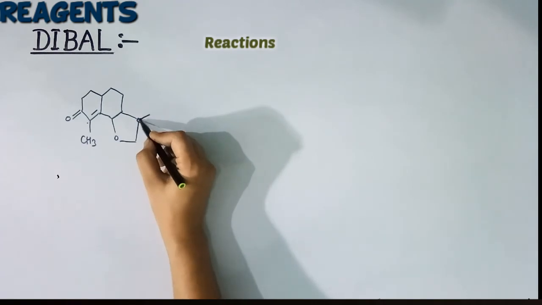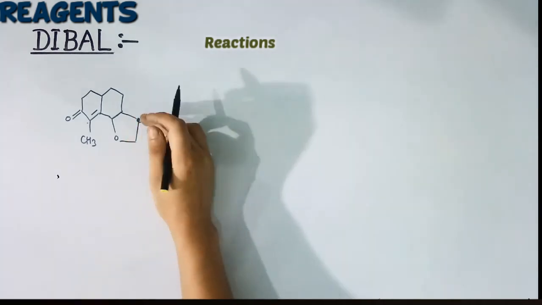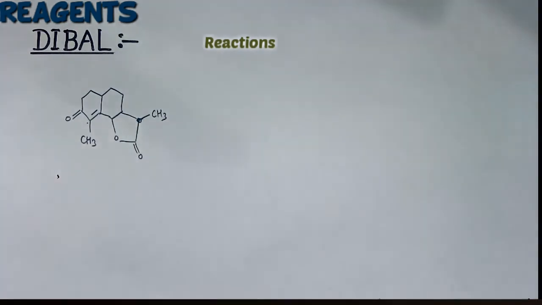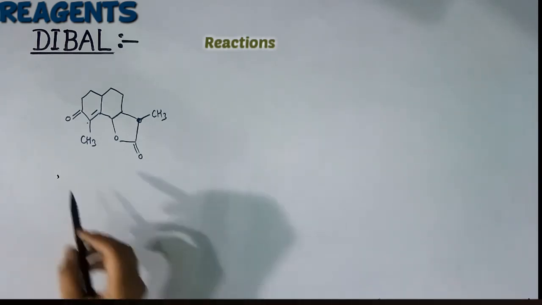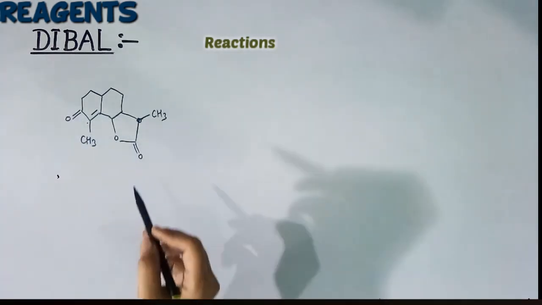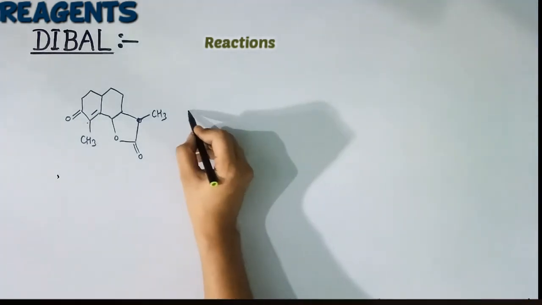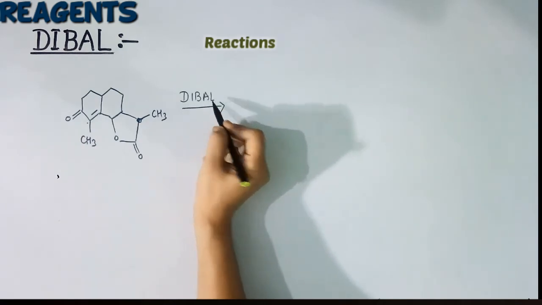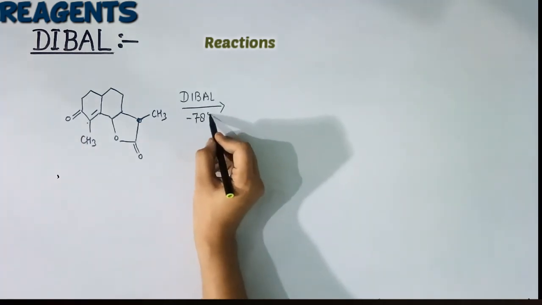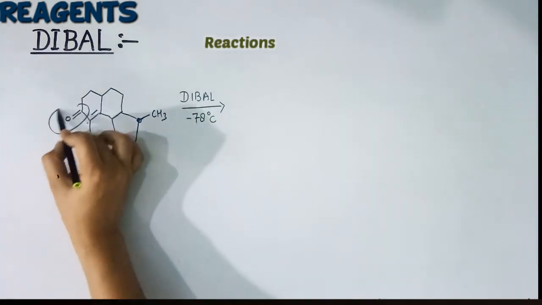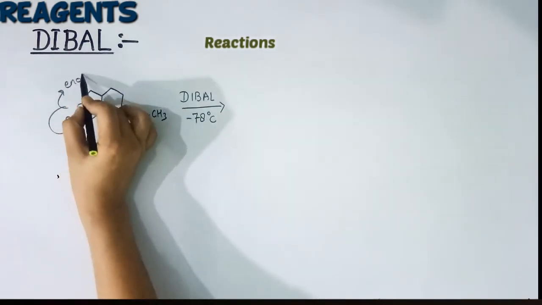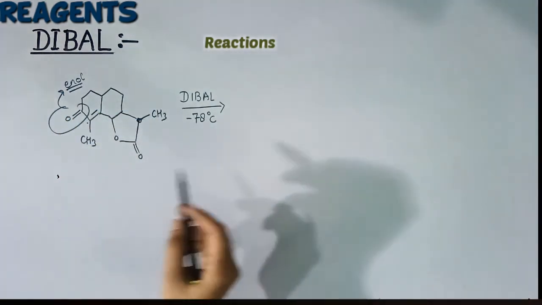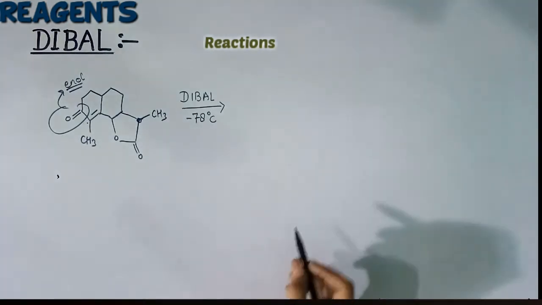Sorry, this is not oxygen. Okay, you can see here is a ketone and this is an ester, a cyclic ester. Now when DIBAL is introduced here at lower temperature, keep in mind lower temperature, this ketone will enolize. You know about keto-enol tautomerism. So this ketone will enolize in presence of aprotic solvents.